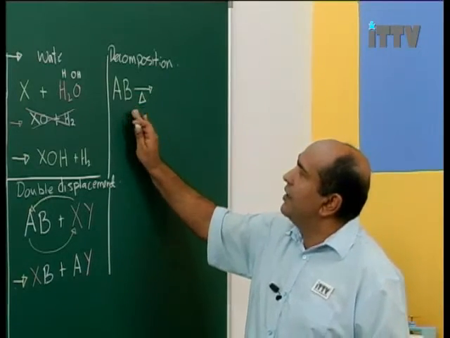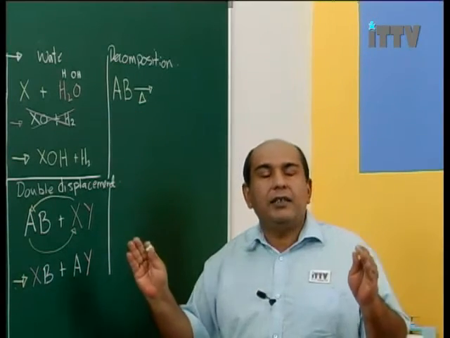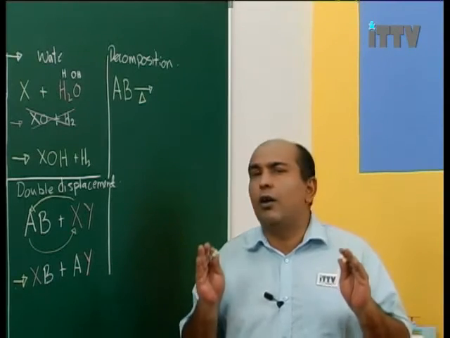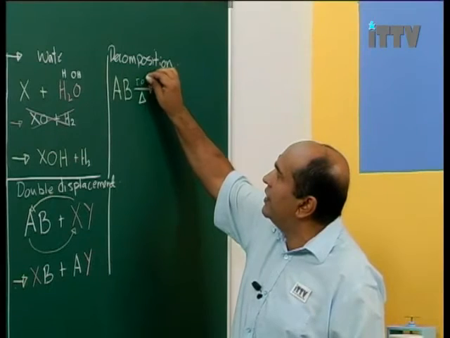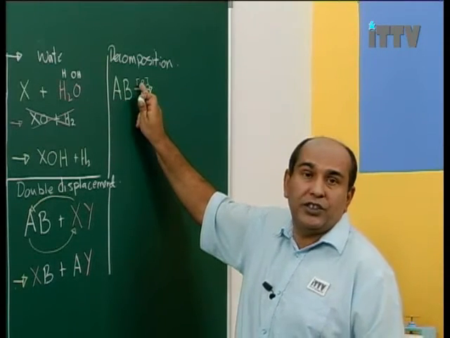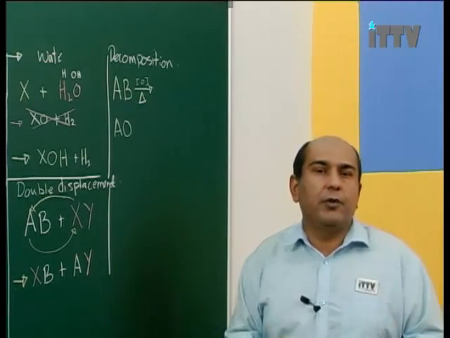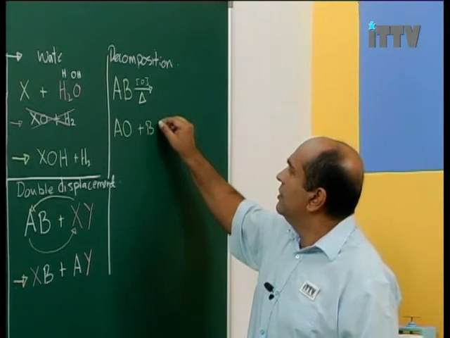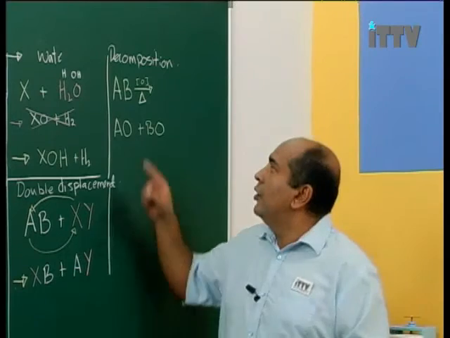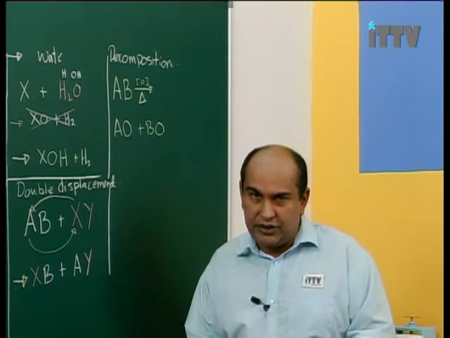So when we do this reaction, what tends to happen is this. The A and the B are going to split apart, and both of them are going to combine with oxygen. That's right, they're going to combine with oxygen. So imagine that up here we have a little bit of oxygen. Our products are going to be A joining up with oxygen to produce A oxide, and B also joining up with oxygen to produce B oxide. So this is what tends to happen in a decomposition reaction when we heat it. The two elements in the compound split and recombine with oxygen.